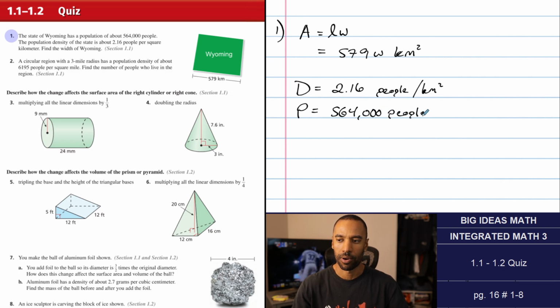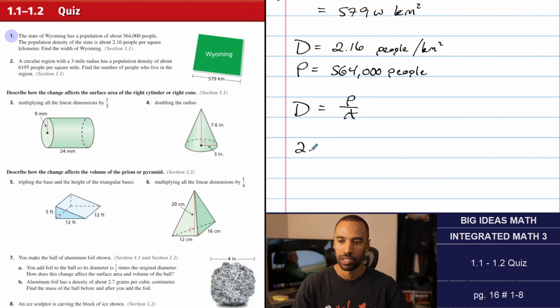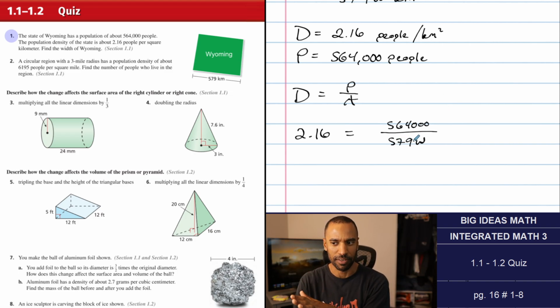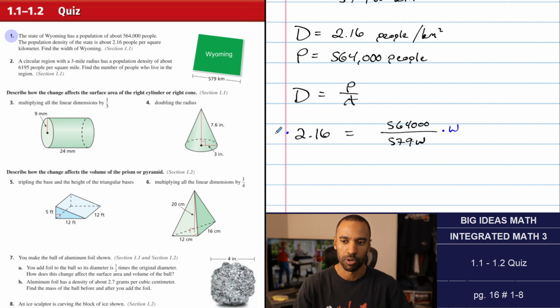Okay, so our formula to find density is population over area. So we have a density of 2.16 people per square kilometer equals, here's our population, 564,000 people divided by this number of square kilometers, 579W. This is our goal, basically our way of trying to solve for W. Now, it takes 2 steps from here algebraically to solve. I don't even need to keep 579 and W together. They're multiplied together in the denominator, but I have to get W up in the numerator. So multiply both sides by W, and I can divide both sides by 2.16. That's going to get me to where I need to go.